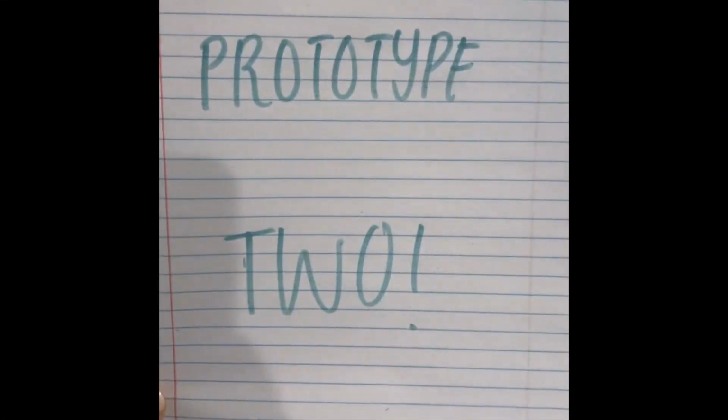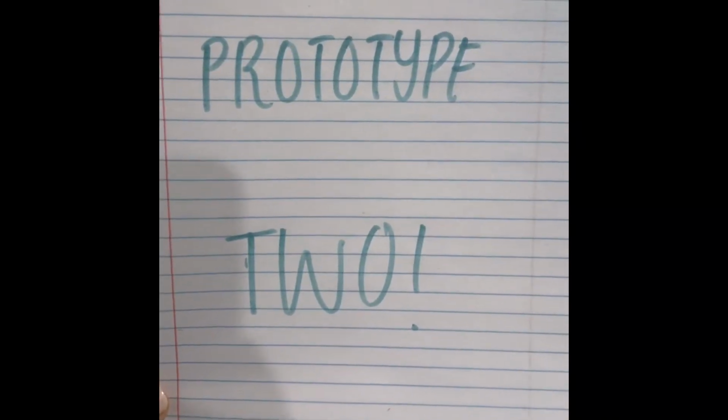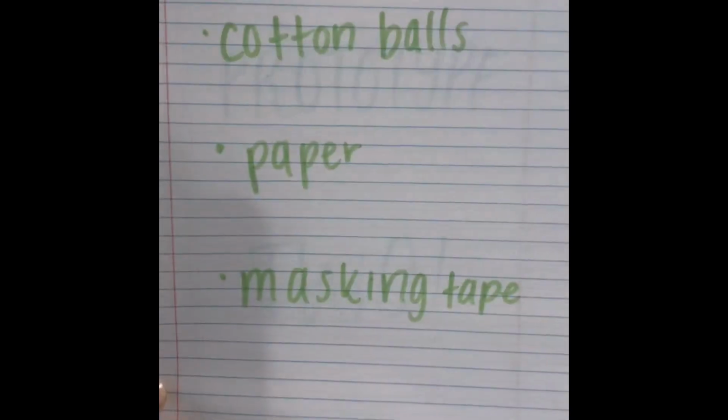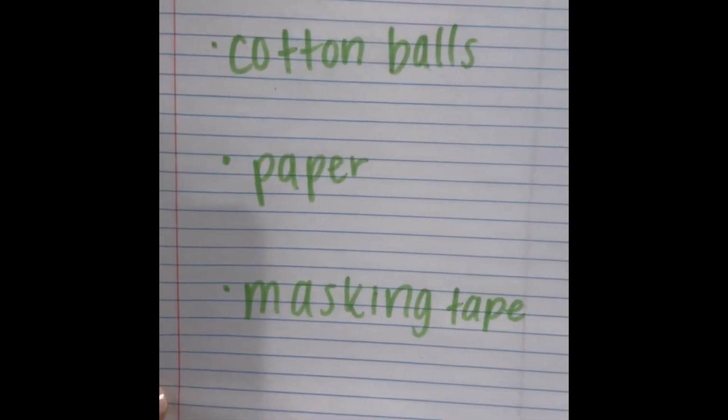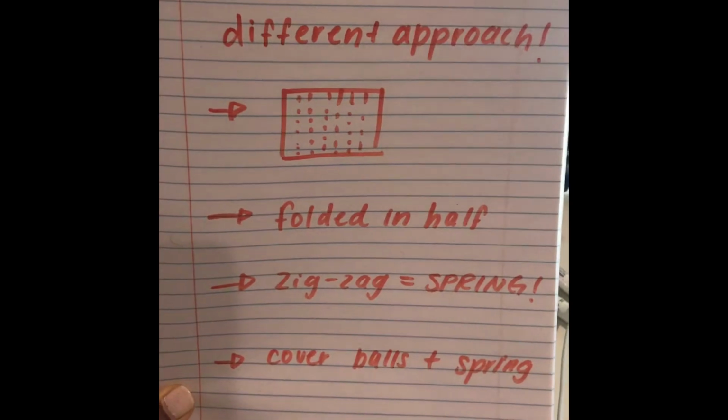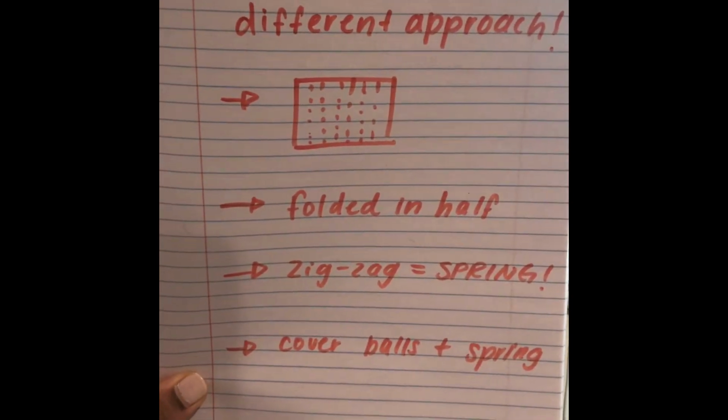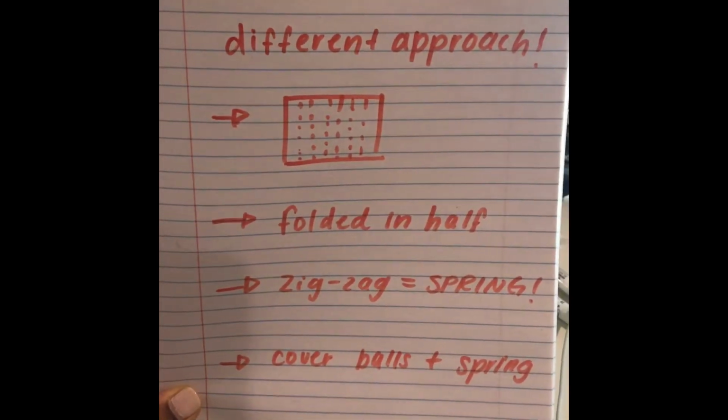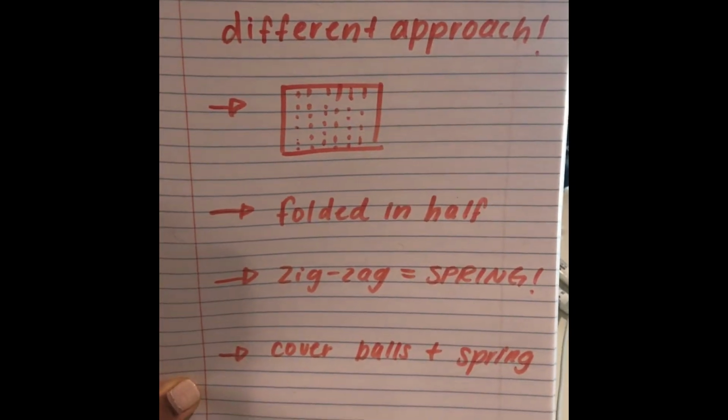Once we completed this process, we moved to the second prototype, which used different material. This prototype used cotton balls, paper, and masking tape. This prototype saw a different approach from the first prototype. This one was made by using a large sheet of paper which was cut into strips of similar lengths.